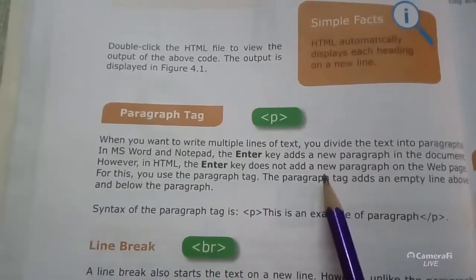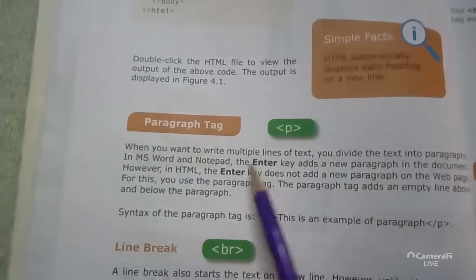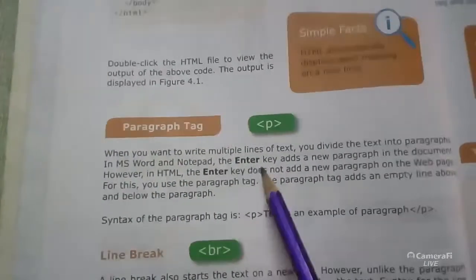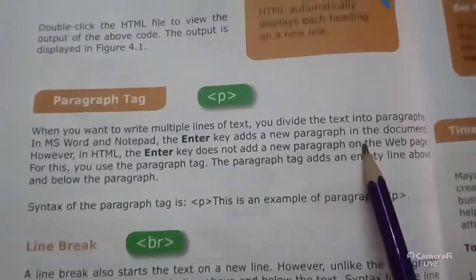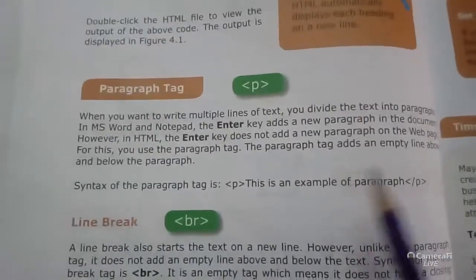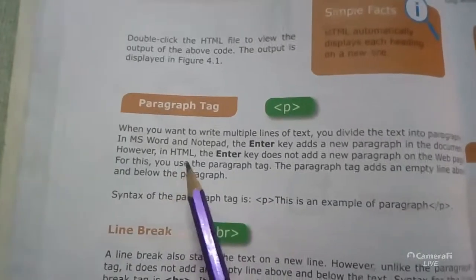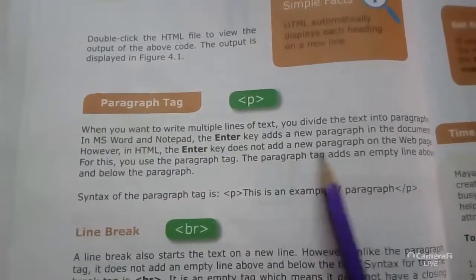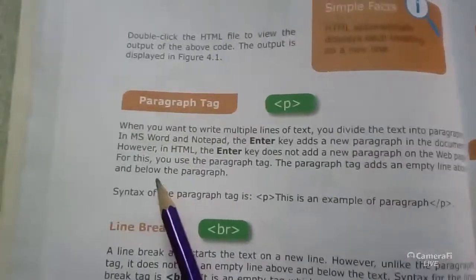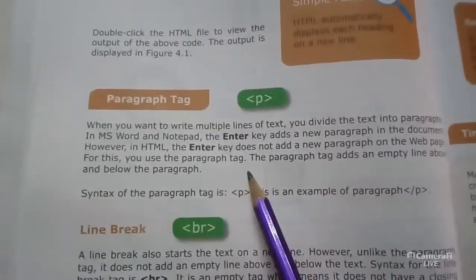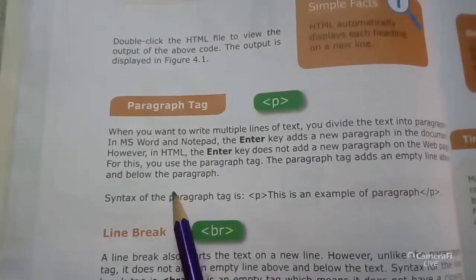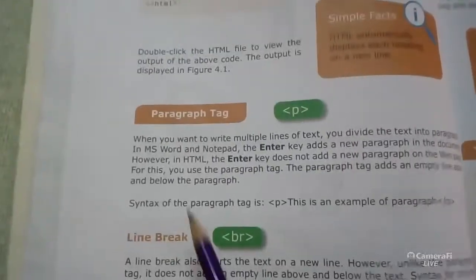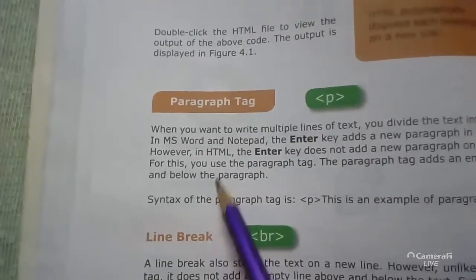In MS Word or Notepad, enter key adds a new paragraph in the document. That means normally in Word document, MS Word or Notepad, we use enter key to change the paragraph. But here in HTML, the enter key does not add a new line in the paragraph, but you use paragraph tag. The paragraph tag adds an empty line above and below the paragraph. That means you will get the empty line, like here. See, one empty line is here.